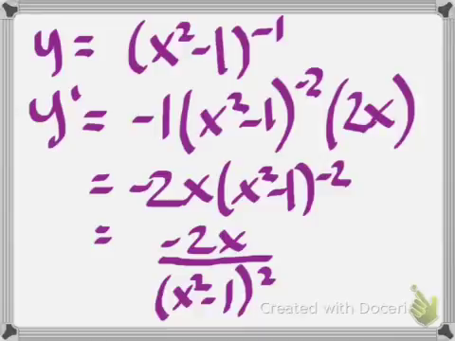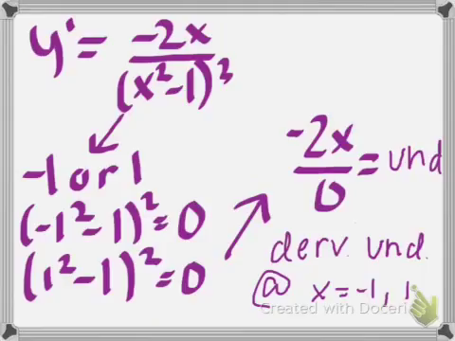This can be simplified as negative 2x times x squared minus 1 to the power of negative 2. We can then rewrite this as negative 2x all over x squared minus 1 squared. Looking at the denominator, we see that plugging in a 1 or a negative 1 will result in a 0 on the bottom, making the derivative undefined at x equals negative 1 and 1.